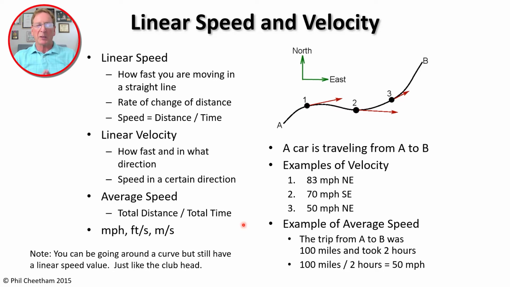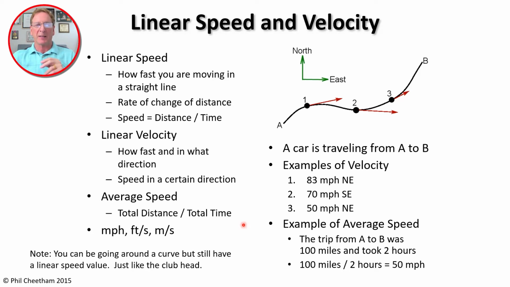One point to note, and I find people get confused about this quite often, is you can be going around a curve, but you can still have a linear speed value. So if you're driving around a curve in your car and you look at your speedometer and it says you're doing 50 miles an hour, and you go, wait a minute, that's got to be a rotational speed. No, it isn't. It's the speed that you're going in a straight line, as if you were going in a straight line at that instant of time.